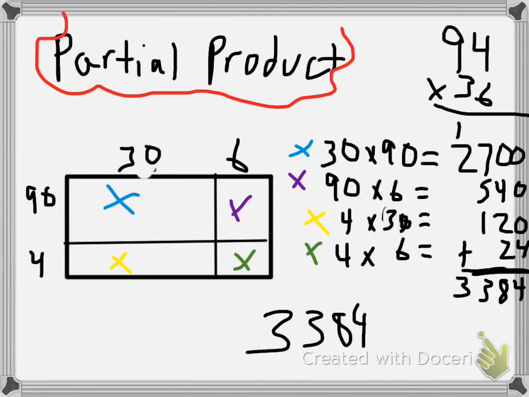So 0 plus 0 plus 0 plus 4 is 4. 0 plus 4 is 4. Plus 2 is 6. Plus another 2 is 8. Then we're going over to the next column. 7 plus 5 is 12. Plus 1 is 13. We're going to leave the 3, and we're going to place a 1 above the 2. 1 plus 2 is 3, giving us an answer yet again of 3,384.